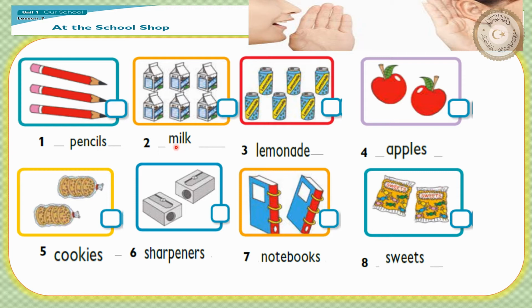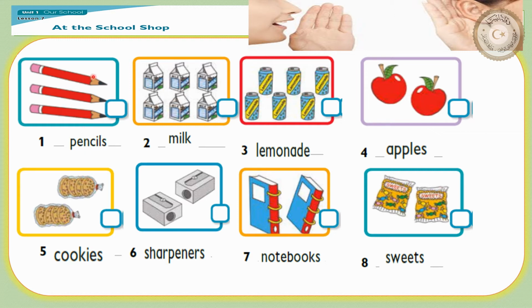Milk. Lemonade. Apples. Cookies. Sharpeners. Notebooks. Sweets. Okay, can you see here?